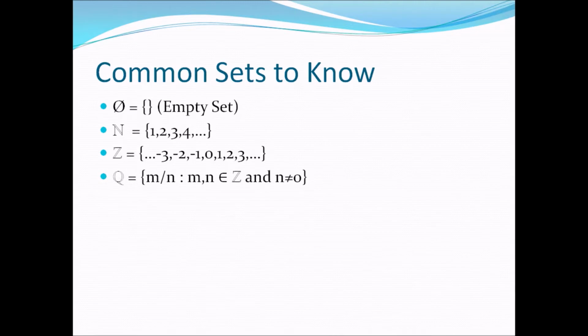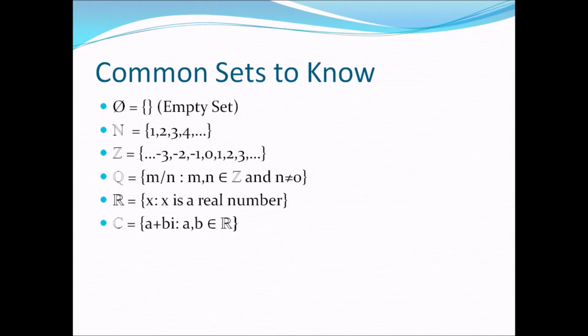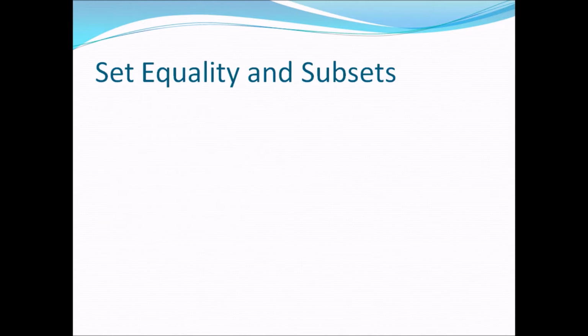Q is the set of rational numbers, so any numbers that can be written as an integer over another integer that is not 0. R is the set of real numbers. And C is the set of complex numbers. So these are some of the most used sets, and you really need to know these like the back of your hand. Alright, so set equality and subsets.